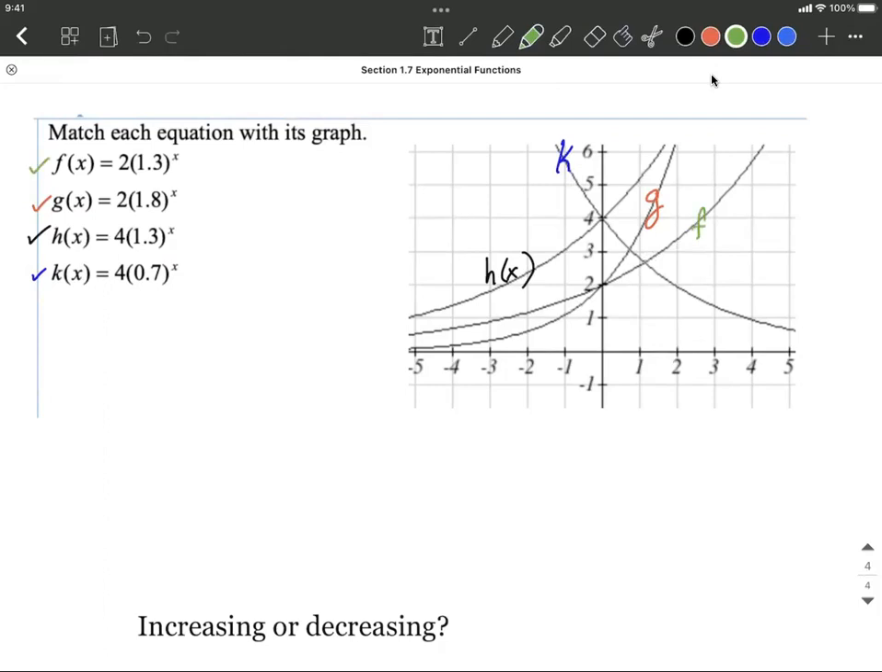All right, hope this helps out as you're trying to match up, understand the components of exponential functions, and see what they look like on graphs.